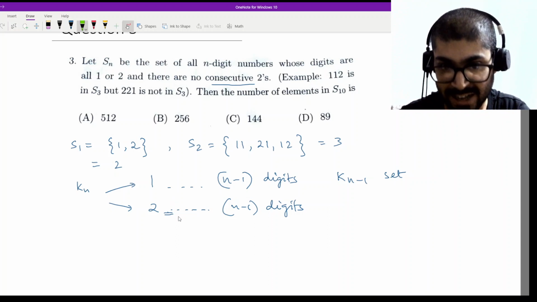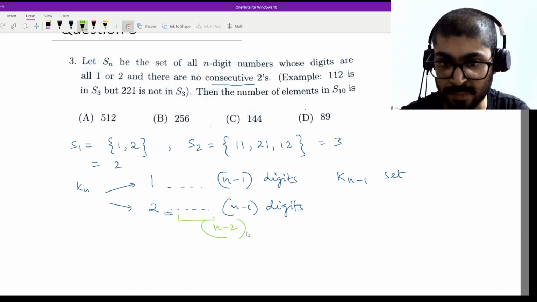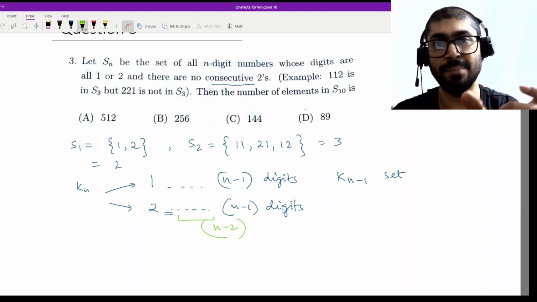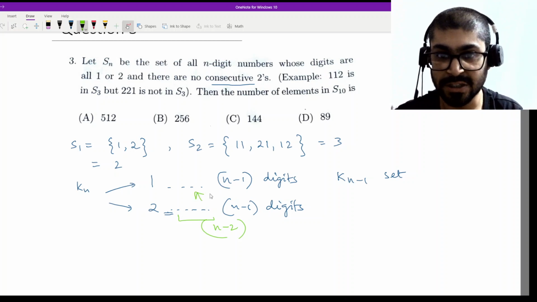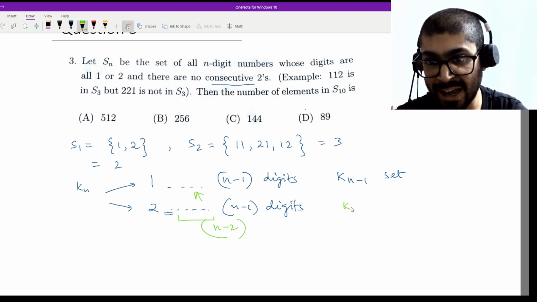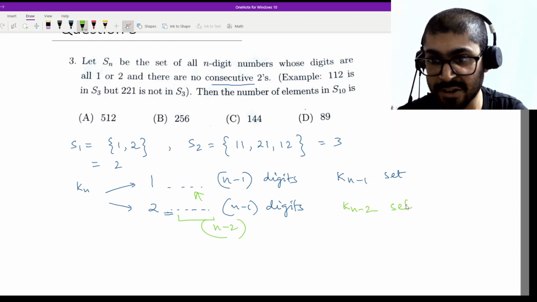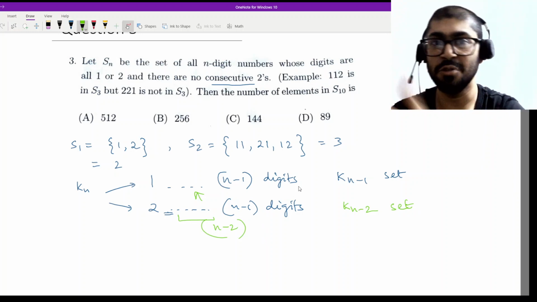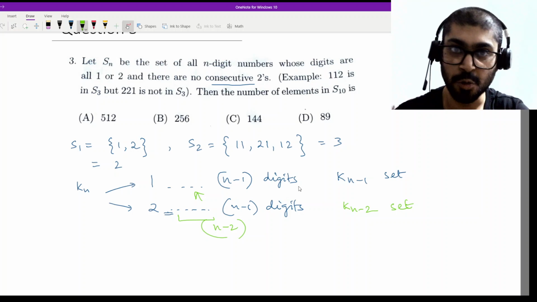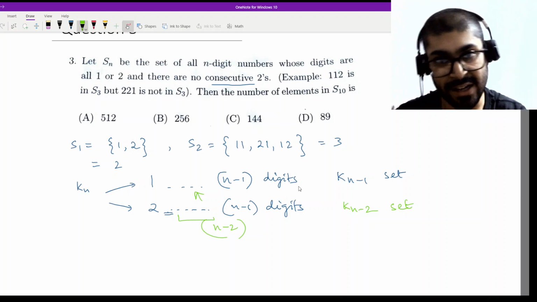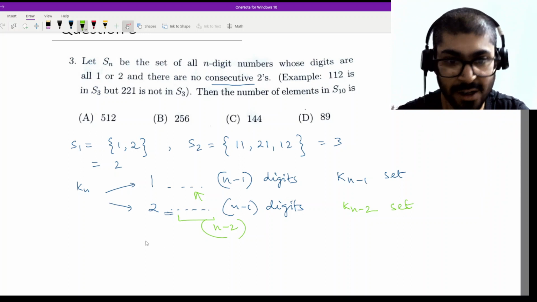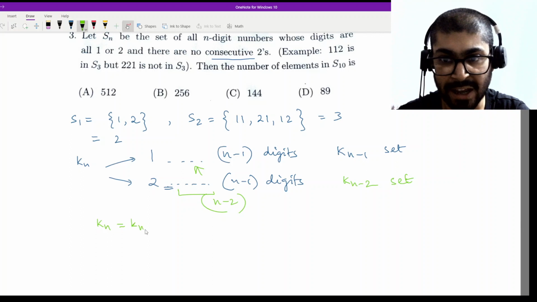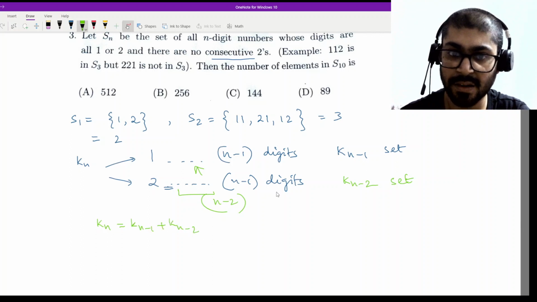So I would be ignoring this. Other than this, how many options are there? n minus 2. If I have 2 at the front, then I can only place 1, and after that 1 I follow the same logic, so the remaining positions are arranged like the Kn minus 2 set. For 1, the other positions are arranged according to Kn minus 1. For 2, I have 1 after it, and then all the other positions are arranged in Kn minus 2 ways. So Kn equals Kn minus 1 plus Kn minus 2.